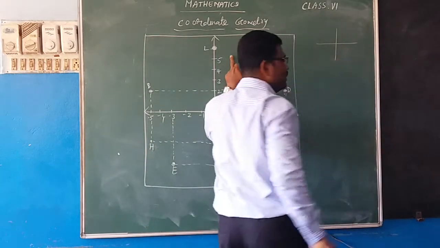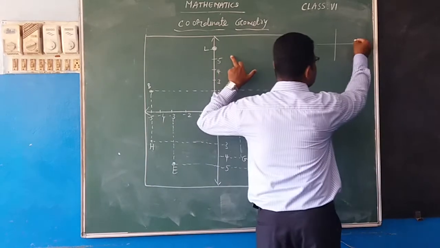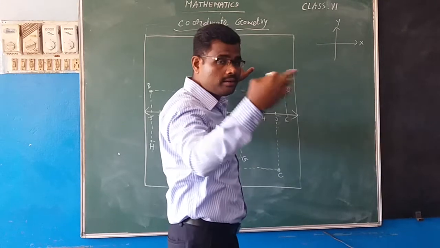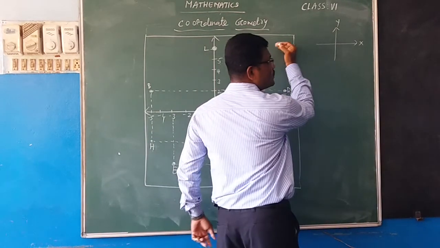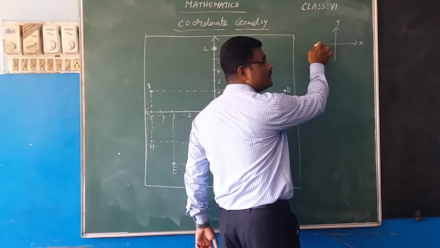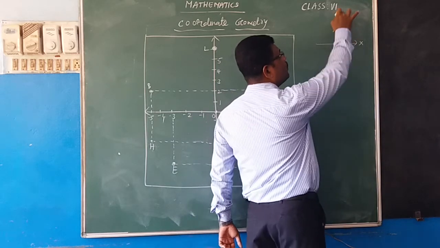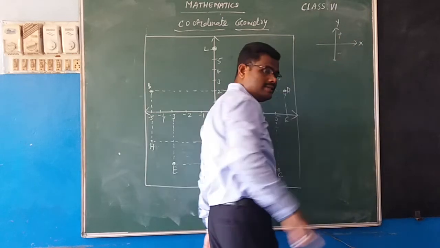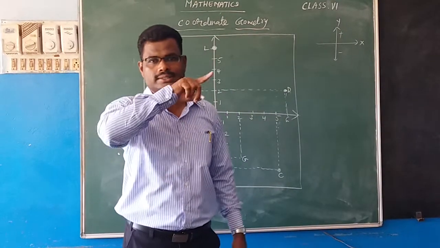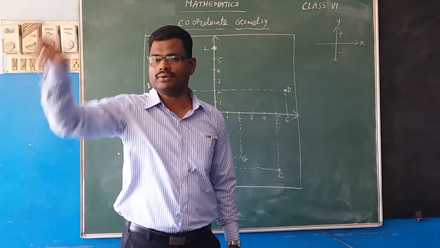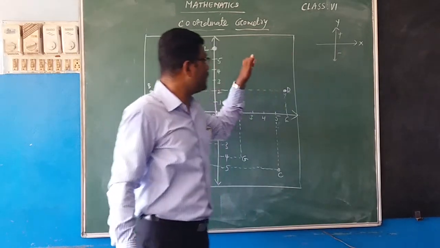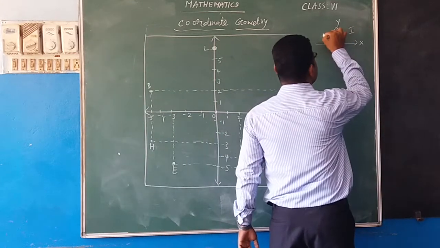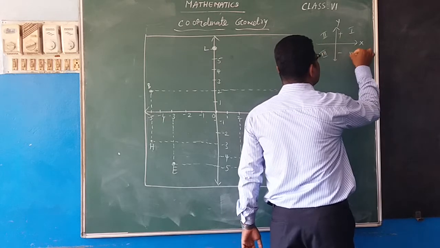Like this I have given. We have seen this is called the x-axis. This is called the y-axis. When you move rightwards, you will get positive numbers. When you move leftwards, you will get negative numbers on the x-axis. When you move upwards, you will get positive numbers. When we come downwards, we will get negative numbers on the y-axis. The axes divide the graph or Cartesian plane into four parts, namely first quadrant, second quadrant, third quadrant and the fourth quadrant.